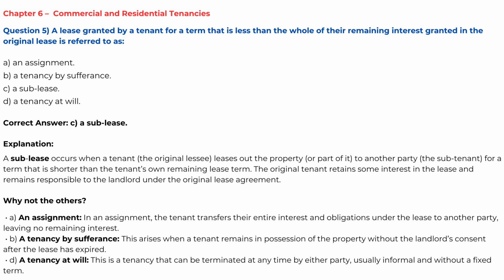Why not the others? A. An assignment. In an assignment, the tenant transfers their entire interest and obligations under the lease to another party, leaving no remaining interest. B. A tenancy by sufferance. This arises when a tenant remains in possession of the property without the landlord's consent after the lease has expired. D. A tenancy at will. This is a tenancy that can be terminated at any time by either party, usually informal and without a fixed term.